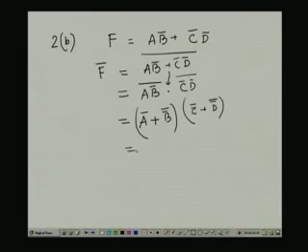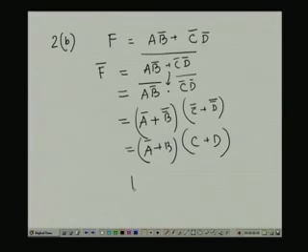Now this is A bar plus B into C plus D. Now, see, this is my product of sum form. This is a product of sum.